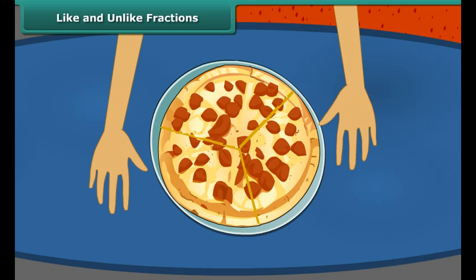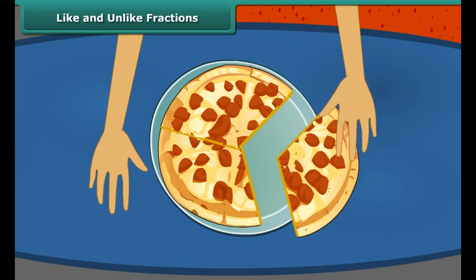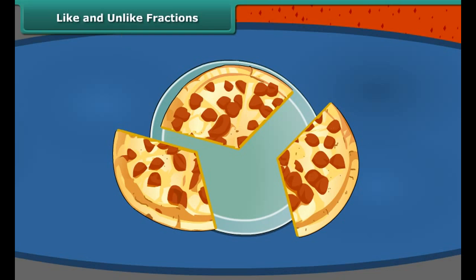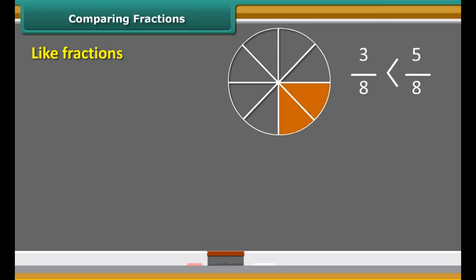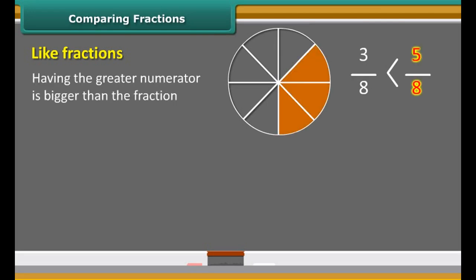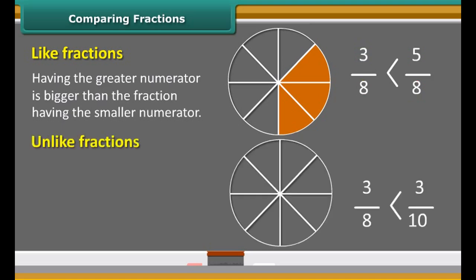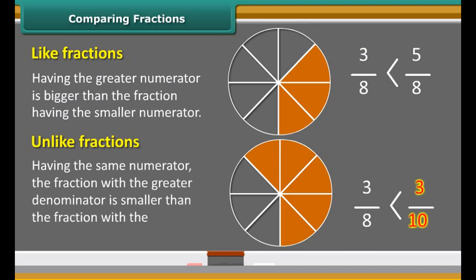Looking at the question we earlier asked, we can say that each of them, Rahul, Reema and Nina, received 1/3 part of pizza. Notice that this is also an example of like fractions. In like fractions, the fraction having the greater numerator is bigger than the fraction having the smaller numerator. In case of the unlike fractions having the same numerator, the fraction with the greater denominator is smaller than the fraction with the smaller denominator.